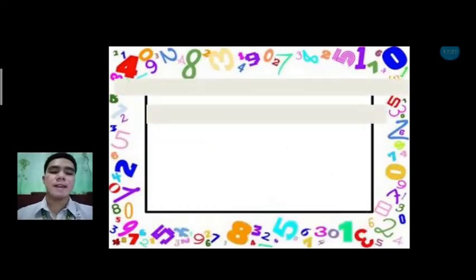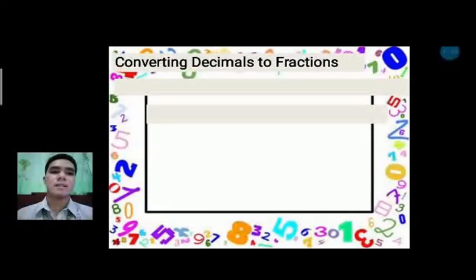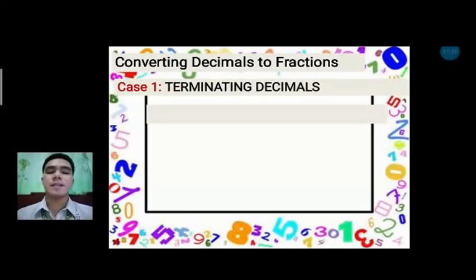Then let's have the examples. Converting decimals to fractions, case number 1. If our given is a terminating decimal, that is an exact value. Example, we have 0.3 or 3 tenths. Take note that its place value is tenths.